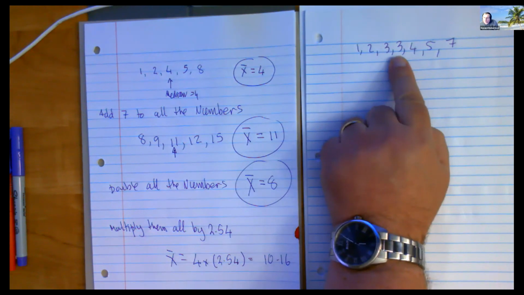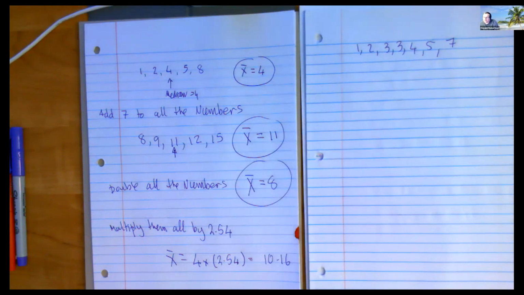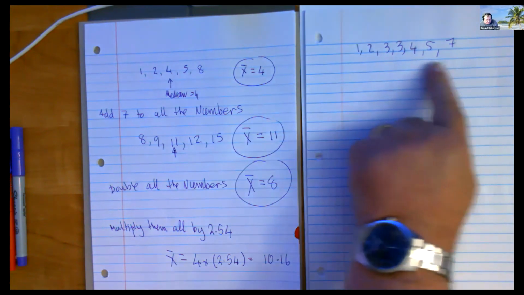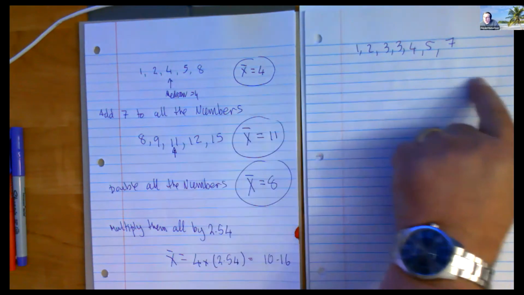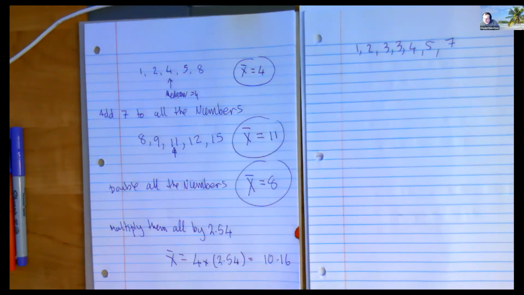What's the most popular number in this data set? 3, right? So the mode is 3. If I added 7 to all those numbers, wouldn't the mode change to 10? If I doubled all these numbers, wouldn't the mode change to a 6?